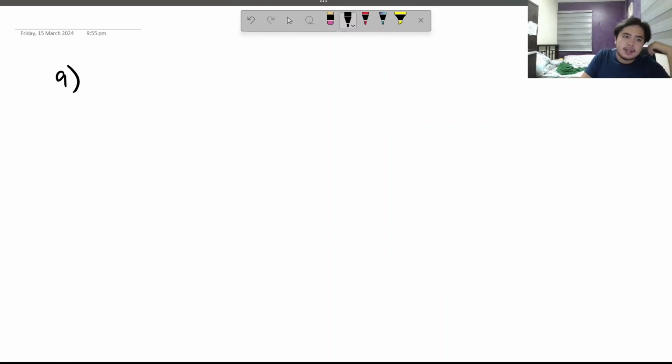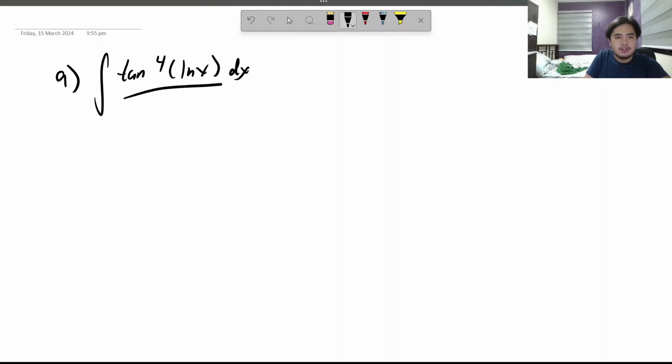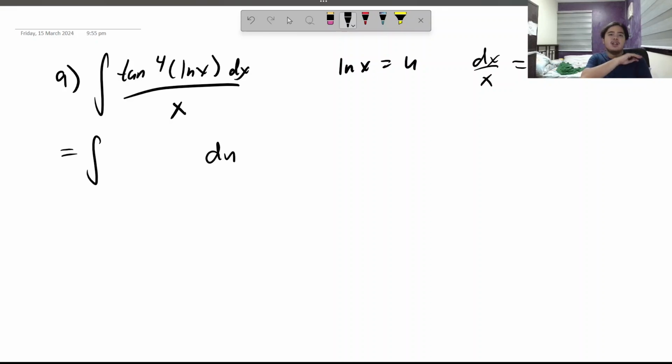Question number 9. Okay, sorry. The integral of tangent to the power 4 of ln x, dx over x. Alright. Well, what can we do here? I see ln x, I see x in the denominator. That's what I do first. ln x is equal to u. dx over x, which is the derivative of ln x, is equal to du. dx over x is in there, so we can replace that with du and replace everything ln x with u.